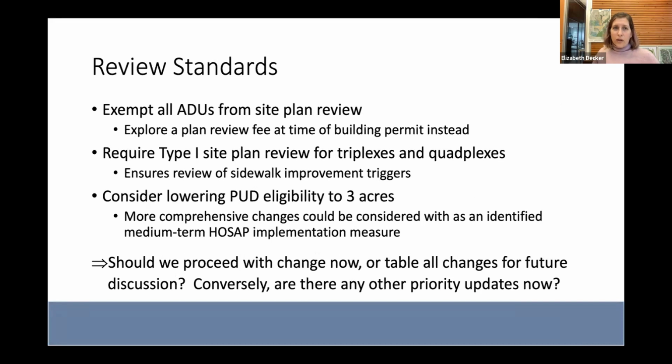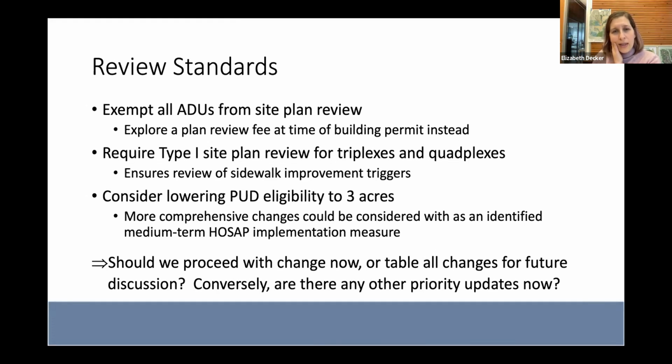Sure. All right. Well, let's talk about the good news here in terms of review standards. So the first piece is exempting all ADUs from site plan review. Right now, detached requires a type 1 site plan, but attached does not, but they're reviewed very similarly. So community development is going to work on a different way to charge a fee at the same time as the building permit rather than requiring that site plan review.